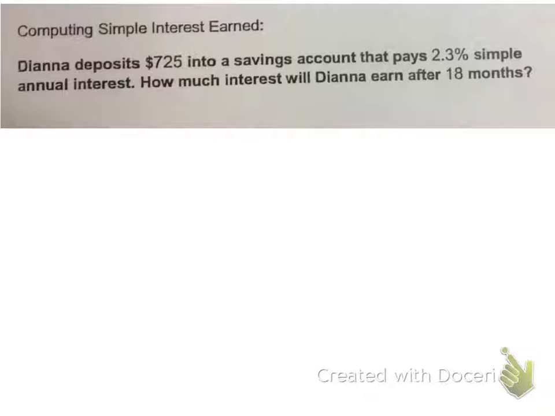So in this example, it says Diana deposits $725 into a savings account that pays 2.3% simple annual interest. How much interest? Okay, so it's not asking you for her balance. It's asking you for her interest that she is going to receive in the savings account. It tells us the rate, and it tells us the time. It also tells us the principal. So because we're just finding interest, we're going to use I equals PRT.